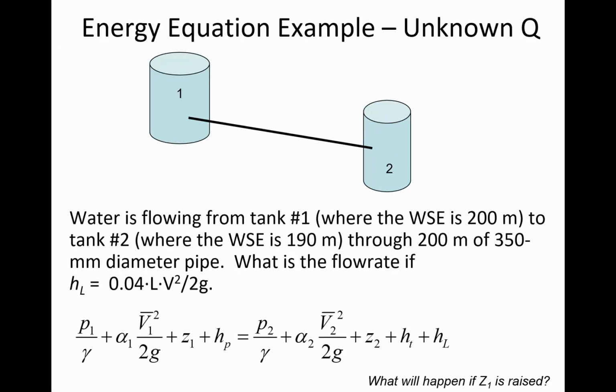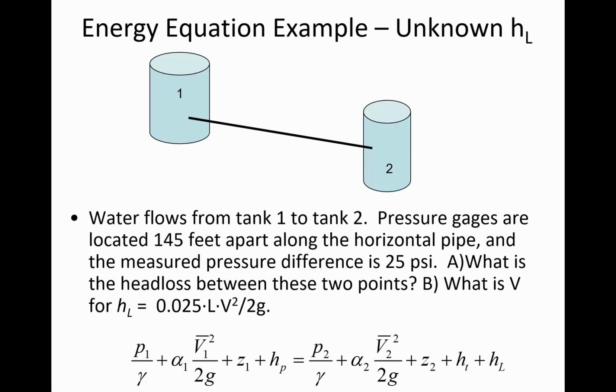Okay, a similar kind of problem, but let's say that now we measure the pressure difference on this pipe. The pipe is horizontal, and we measure a pressure difference some distance apart, and we want to know what's the head loss, and then if we're given this friction loss formula, then what would the velocity through the pipeline be?